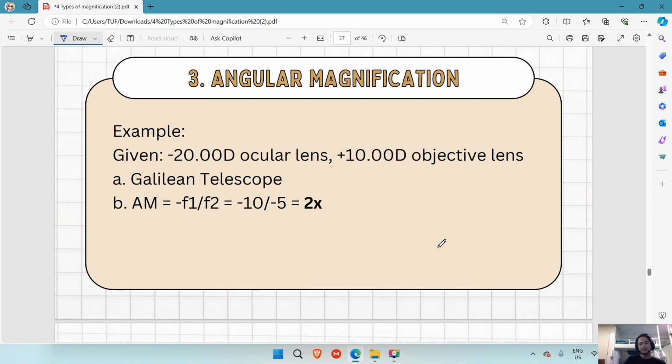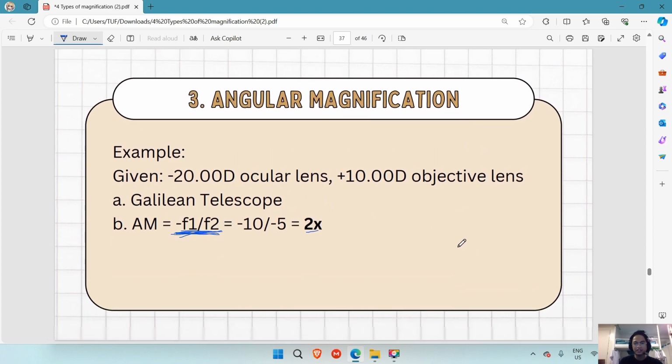Okay, this is another example. This uses the Galilean. It's not really called a shortcut, it's just another solution. Pause the video if you want to try it.